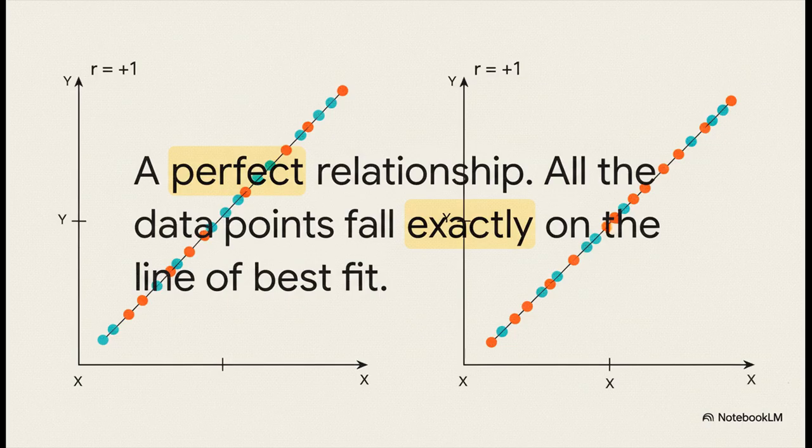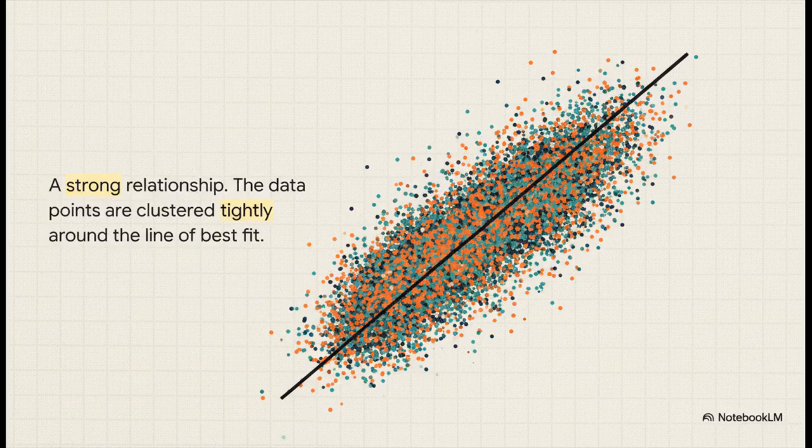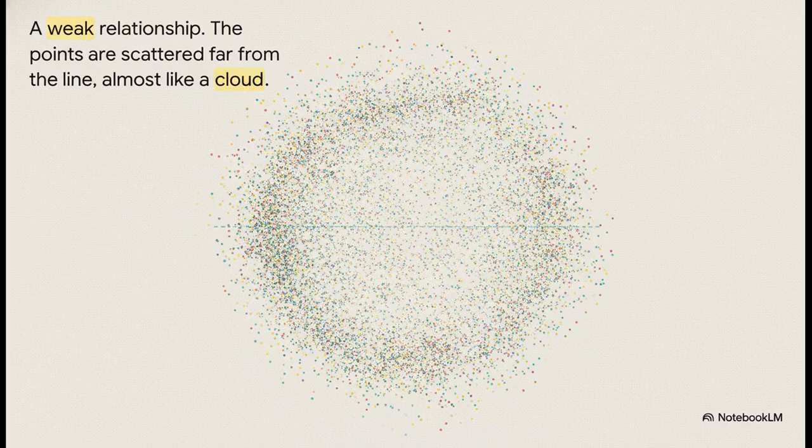Now, let's be real, you almost never see this in the messy real world, but it represents the ideal, a perfect connection. With a strong correlation, say something above 0.5, the data points are clustered really tightly around the line. You don't have to squint or guess, the trend is just obvious. In a weak correlation, though, the points are scattered all over the place, kind of like a loose cloud. There might be a trend in there somewhere, but it's much harder to spot with any real confidence.